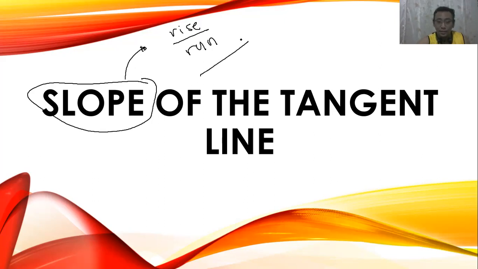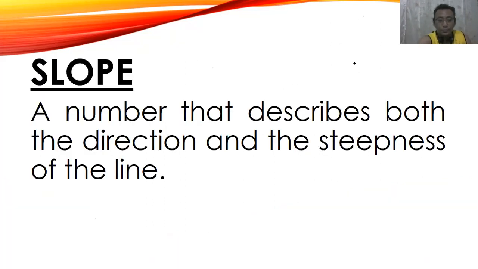So, pwedeng ganyan ka-slant, pwedeng ganyan, pwedeng ganyan, pwede rin medyo ganyan. So, iba-iba naman ang slope ng tangent line. So, now we are going to discuss the slope of the tangent line. So, let's discuss the slope.